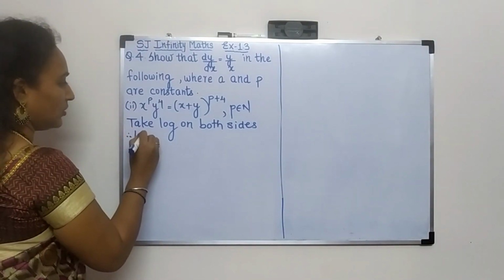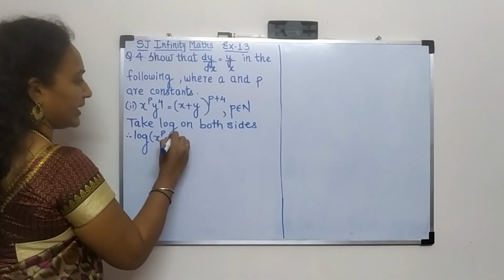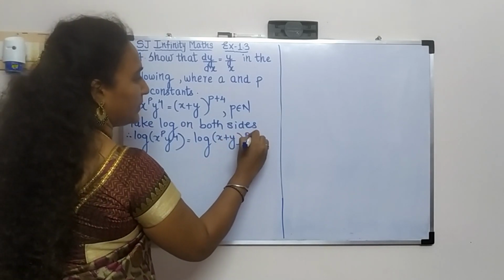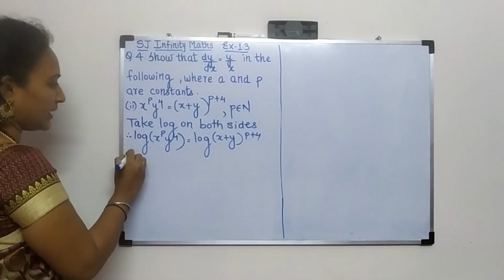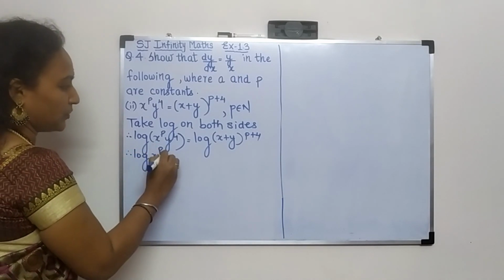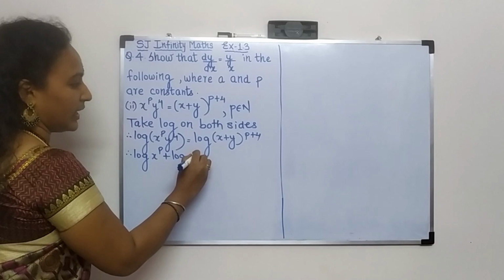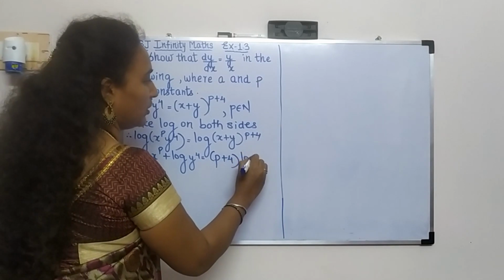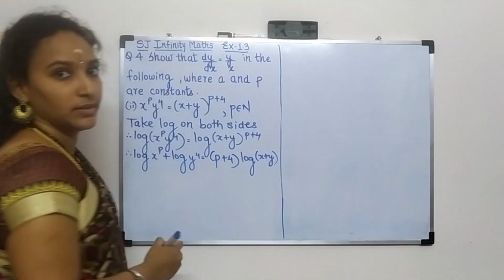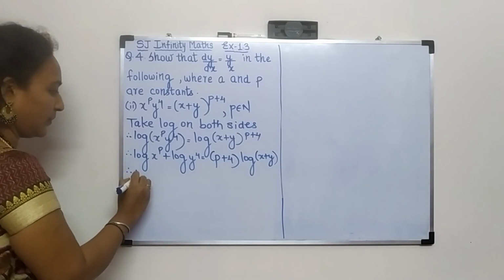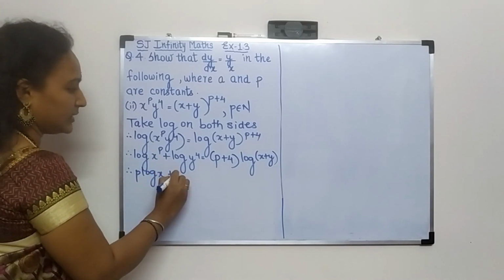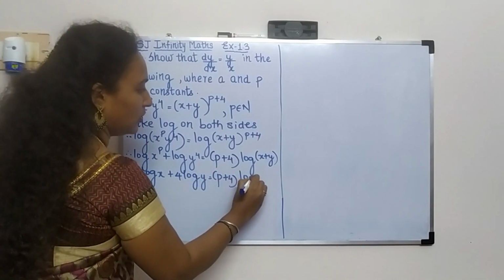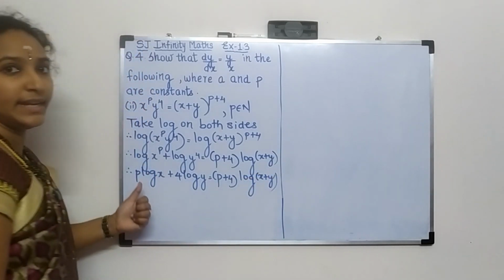Therefore, we have log(x^p y^4) = log (x + y)^(p+4). So this becomes log x^p + log y^4, which is equal to (p + 4) log(x + y). Okay. Therefore, p log x + 4 log y = (p + 4) log(x + y). Now we can differentiate this.